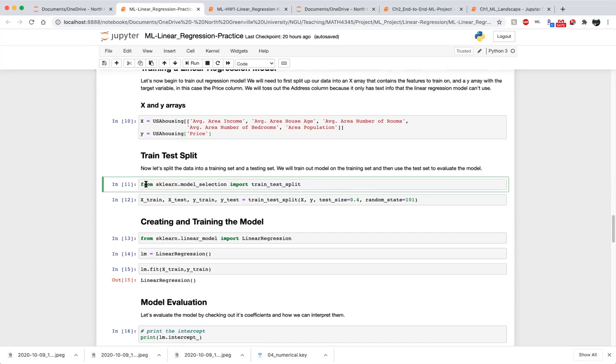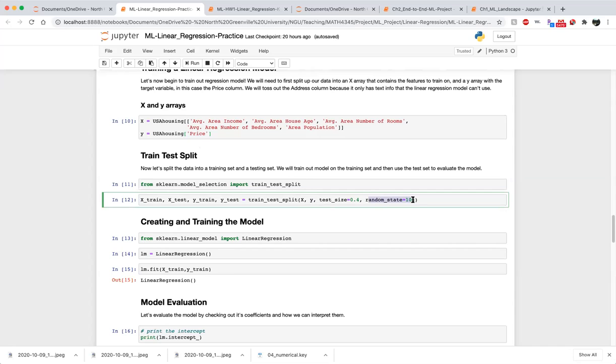So from sklearn.model_selection, import train_test_split. X_train, X_test, y_train, y_test equals train_test_split of X, y. What is X? X is all of the features in the data frame USA housing except for price, and y is the price column. The test size is 0.4, which means we're going to divide the data 60 to 40, and then random state 101.